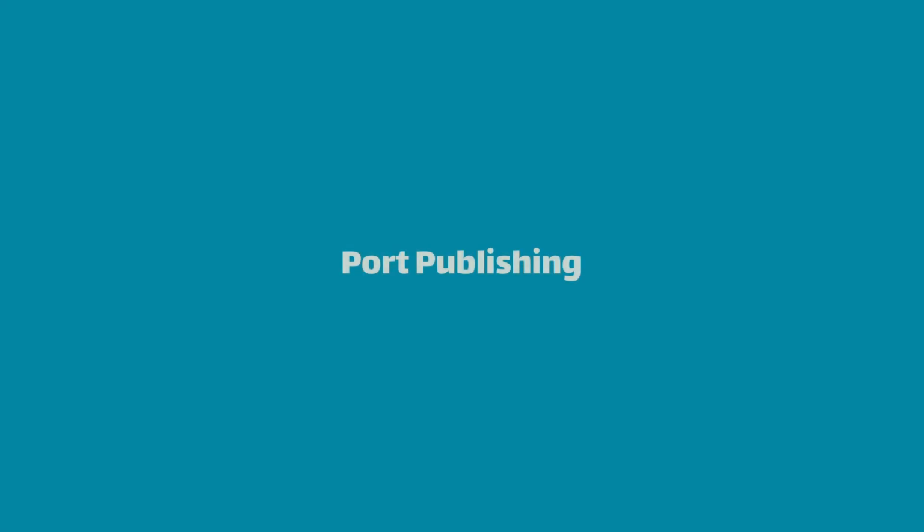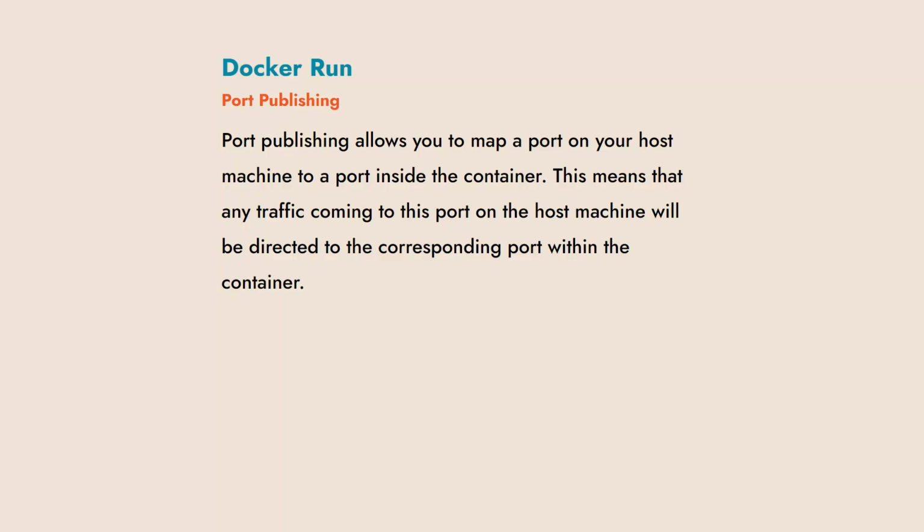Container IPs are internal. Outside the Docker host, you only have access to the host's IP address. But what if you want to access services running inside a container from outside the Docker host? That is where port publishing comes in. Port publishing allows you to map a port on your host machine to a port inside the container.